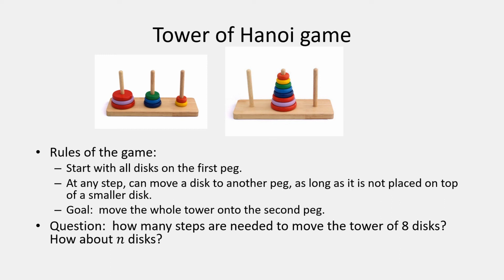So here is the question: how many steps do you need to move the tower of, let's say, 8 disks from the first peg to the second one, if every move obeys this rule that you never put something on top of something smaller? And just to generalize, how would you do it not for 8 disks, but for n disks, for an arbitrary n, as we did for the rabbits for n months? So think about it for next time.